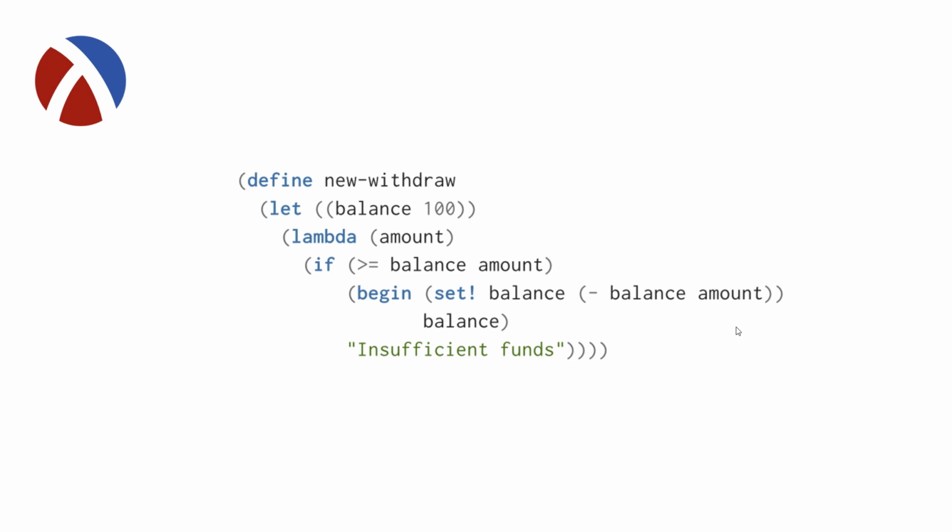At this point, the text defines a second version of the withdraw procedure, which it calls new withdraw, and at this point it is a higher order function because it's returning a lambda, and instead of globally defining the balance to be 100, it's locally defining it inside the let expression here. And the next footnote goes on to explain this.